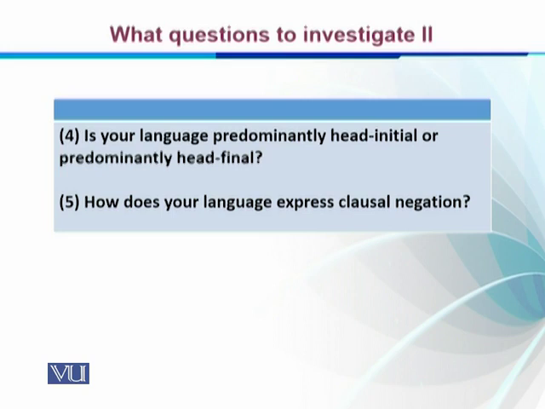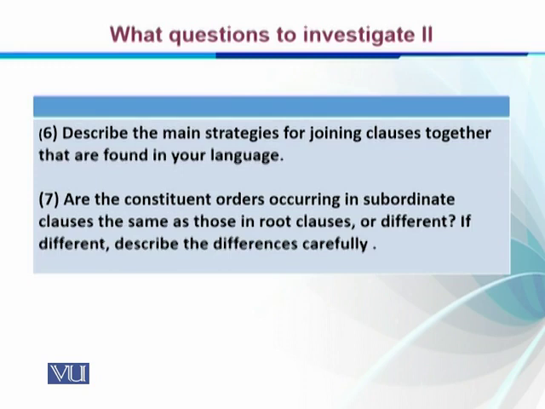How does your language express clausal negation? How are negative clauses made? Describe the main strategies for joining clauses together that are found in your language. What are the coordinating conjunctions that join the clauses? In English we know, but do we know in the language that we are studying with the help of some language consultant or native speaker? Are the constituent orders occurring in subordinate clauses the same as those in root clauses, or different? If different, describe the difference carefully.